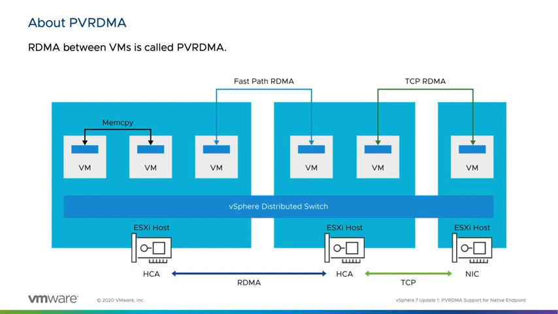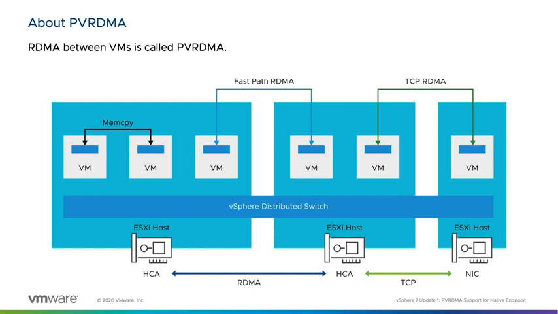If the two virtual machines reside on different ESXi hosts, and both those ESXi hosts have compatible host channel adapters, then a fast path RDMA communication mode will be selected. If one or more of the virtual machines resides on an ESXi host that does not have a compatible host channel adapter, then the RDMA transport mode used will be TCP RDMA. For more on paravirtualized RDMA, see Remote Direct Memory Access for Virtual Machines in the vSphere product documentation.